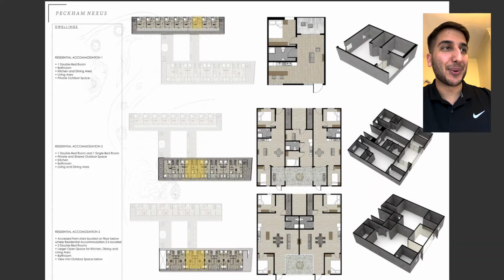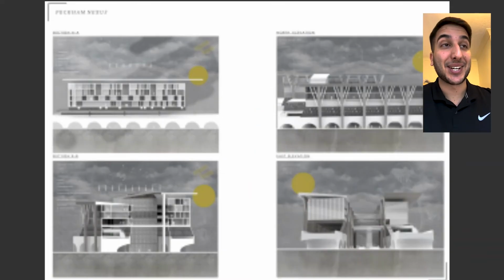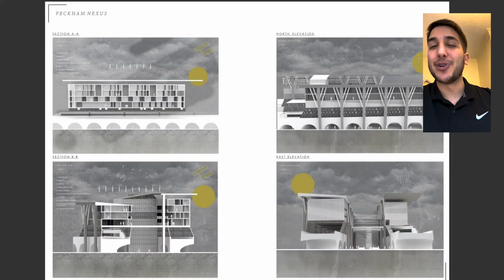Residential accommodation 3, access from the stairs is located below where the residential accommodation 2 is located. 2 double bedrooms, larger open space for kitchen, dining and living area, a bathroom and a view into the outdoor space below. And these are the sections I created, and I really liked them during undergrad. I still like them now because it reminds me of the time that I was so excited to create these different sections and the elevations too.